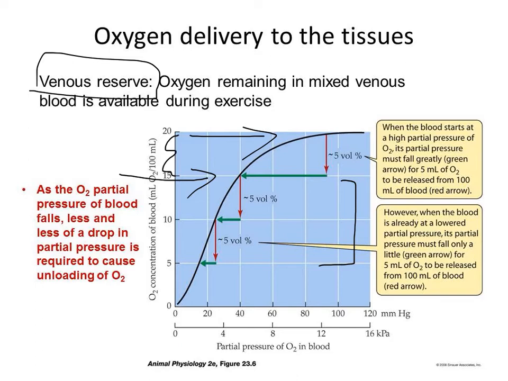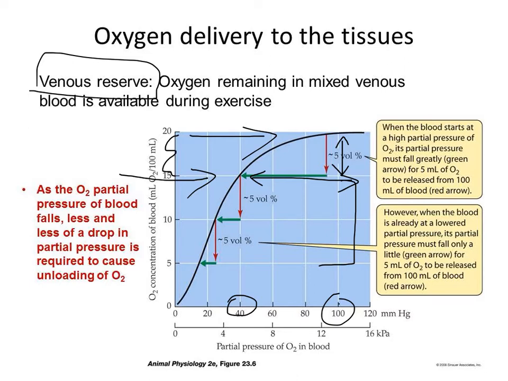But what you'll notice if you look at the release of oxygen based on this curve, you'll notice the first 5 milliliters per 100 milliliters, that there was a huge change in partial pressure that allowed that decrease in oxygen amounts, the release of that oxygen. So the blood would have to go from 100 mmHg all the way down to 40 in partial pressure to release that 5 milliliters of oxygen.